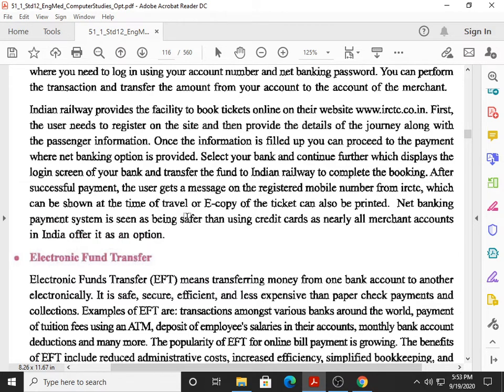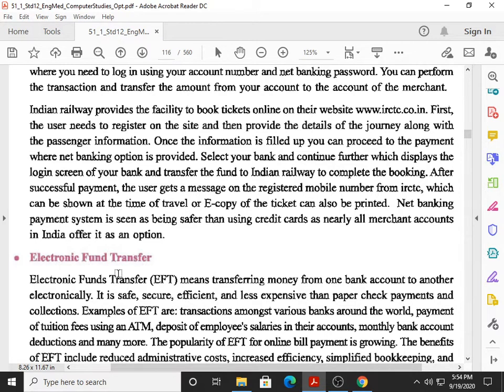Suppose you want to book a ticket and you want to pay through net banking, then what is the procedure? I repeat, your purpose is to book the ticket of Indian Railway, and at the same time, when you want to book a ticket, you want to pay through net banking also. Then what is to be done?